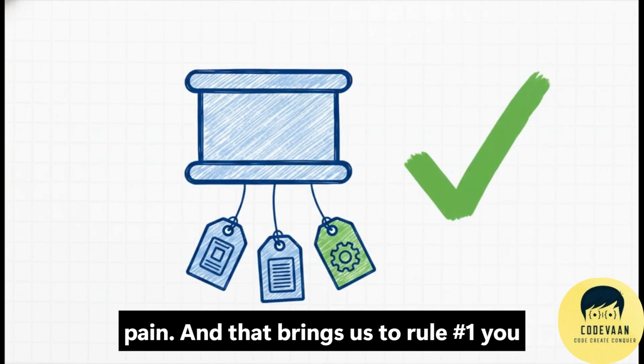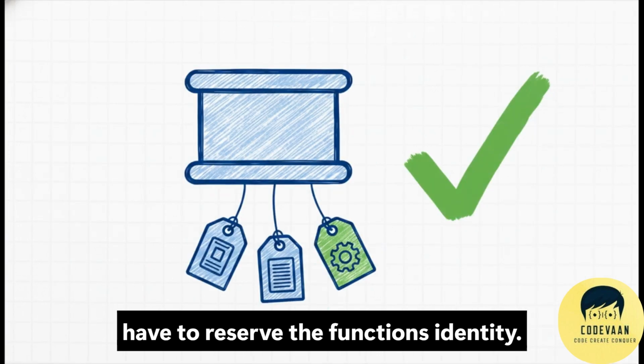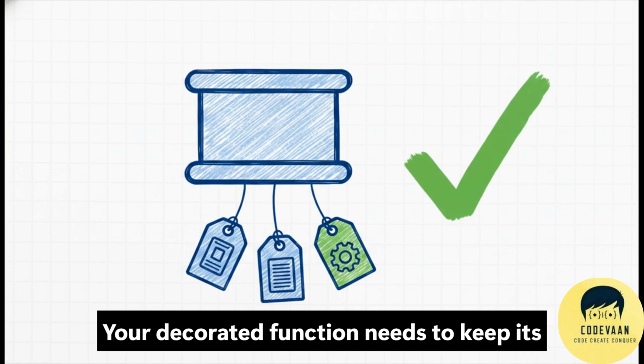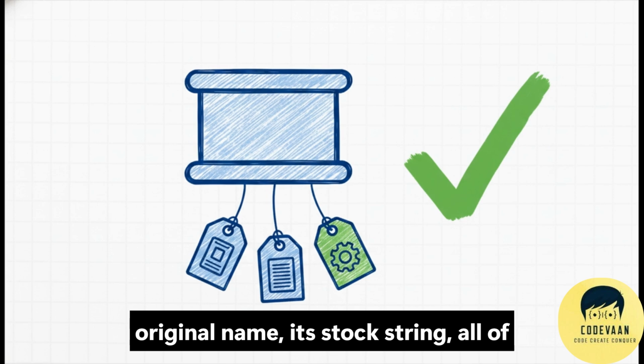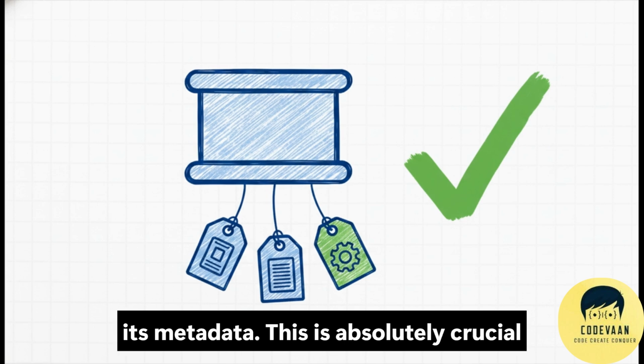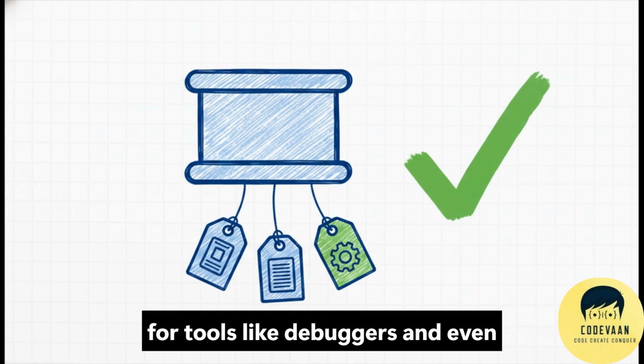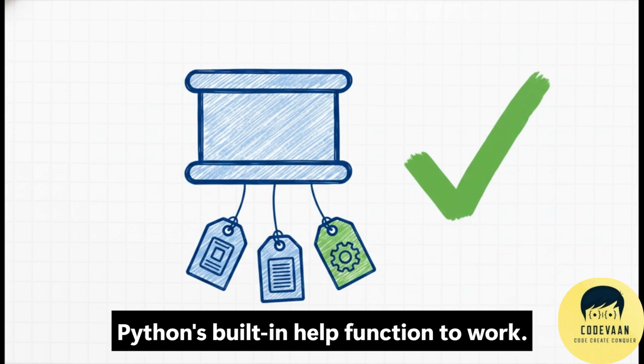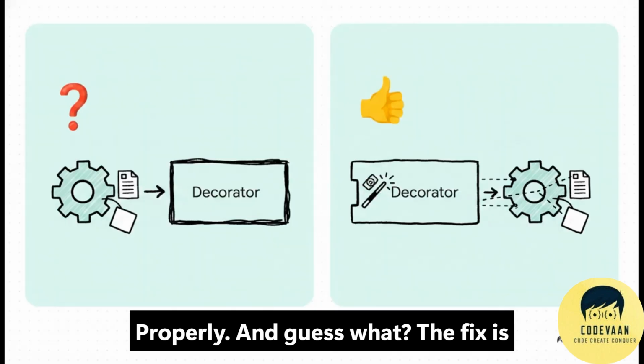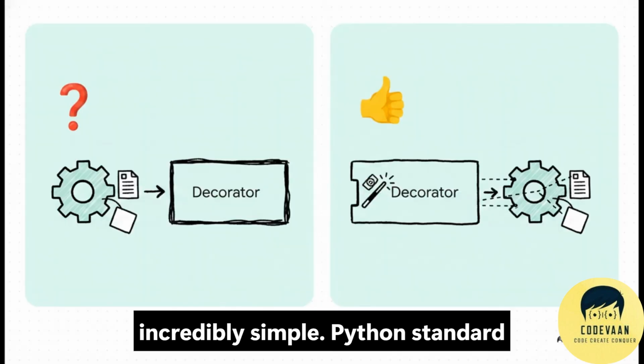And that brings us to rule number 1. You have to preserve the function's identity. Your decorated function needs to keep its original name, its docstring, all of its metadata. This is absolutely crucial for tools like debuggers and even Python's built-in help function to work properly. And guess what? The fix is incredibly simple.